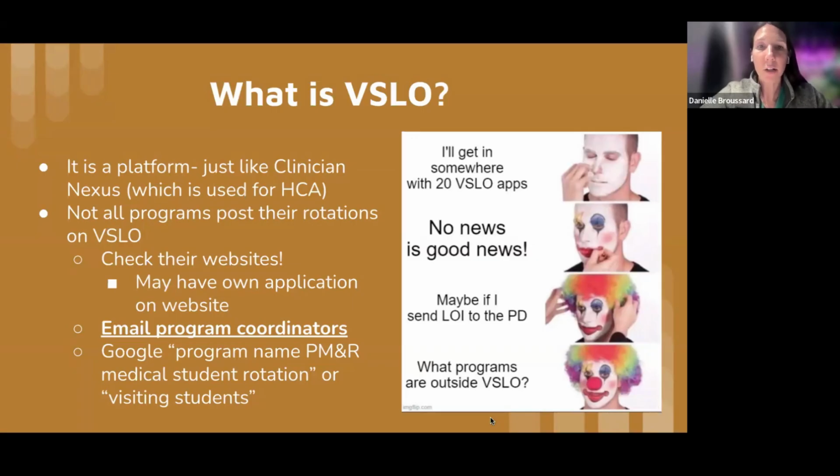So even if you are seeing the date and you're seeing all the information, it just gets your face or your name in front of the program coordinator, and then they can email you back and be like, "Yep, that's our date," or I'm really looking forward to seeing your application come through. So that's why I would email the program coordinators, or if you can't find a date, email them that way too. The way that you can find out more information is by Googling the program name, PM&R medical student rotation, or visiting students. Some of the programs have it on their website under visiting students. And we're going to talk about this a little bit more in the following slides.